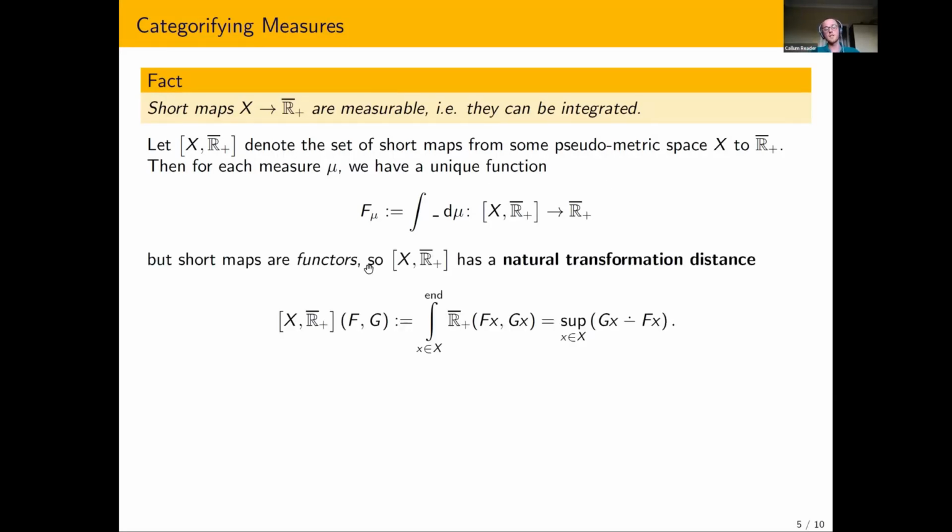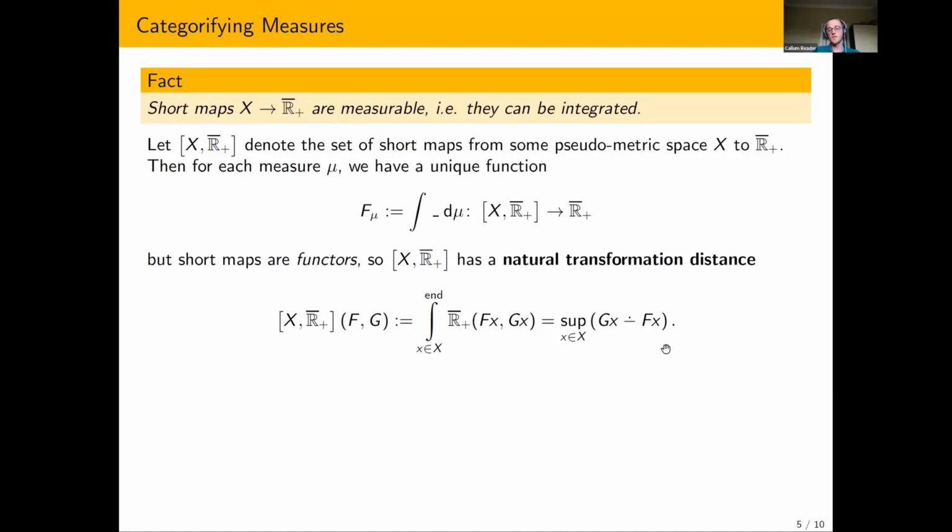But of course, we said in the last slide that short maps are functors. And so in the same way that between functors you normally have a set of natural transformations, you now have a natural transformation object in R plus bar. So it's kind of a natural transformation distance.